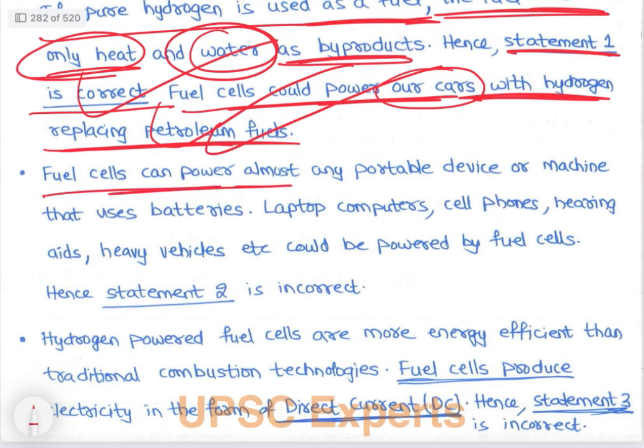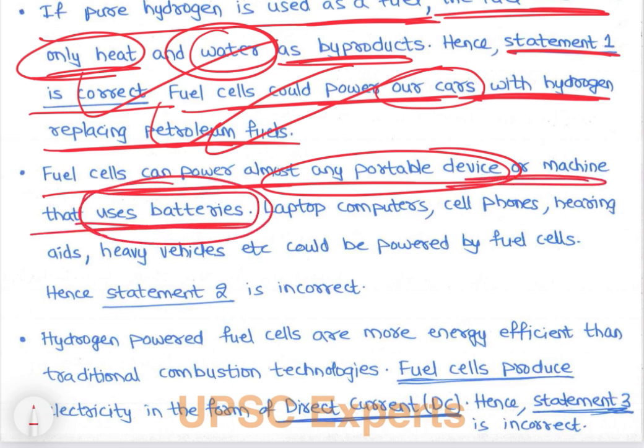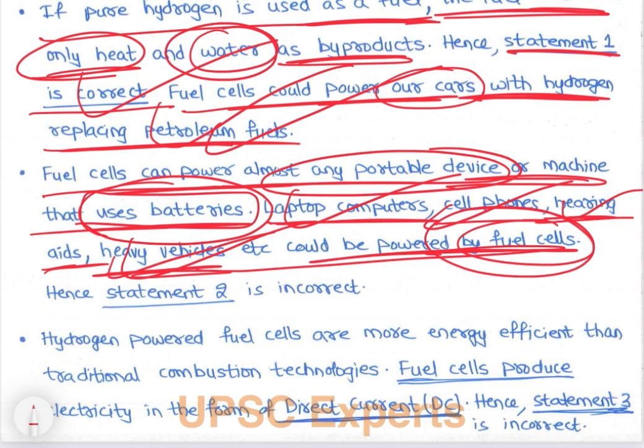The fuel cells can power almost any portable device or machine that uses a battery. सो कुछ भी बैटरी यूज करती है तो उसको कर सकती है, जैसे लैपटॉप, कंप्यूटर्स, सेल फोन्स, हियरिंग एड्स. हेवी व्हीकल्स, जैसे लॉरी, बसेस एक्सेट्रा, उनको भी कर सकती है, could be powered by fuel cells.